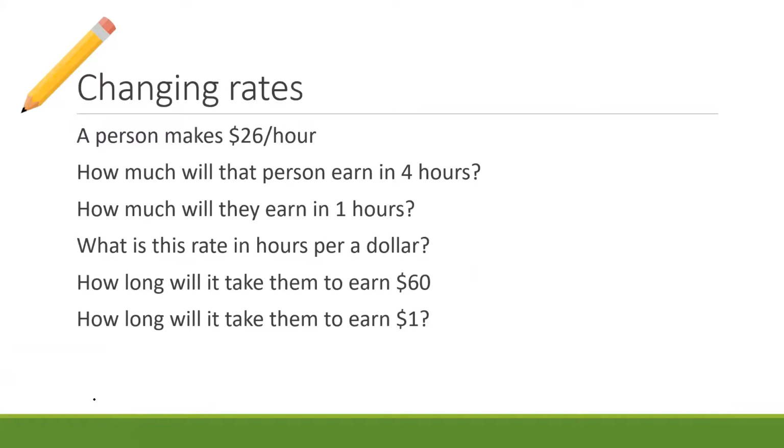But this is about changing rates and using rates to our advantage. And this is going to be my last sort of slide here. We're going to look at this first rate here. The person makes $26 per hour. So let's write this down as $26 for every 1 hour of work. Okay, how much will that person earn in 4 hours?